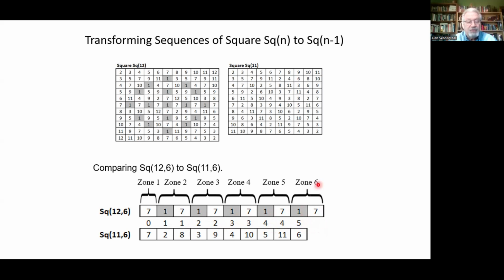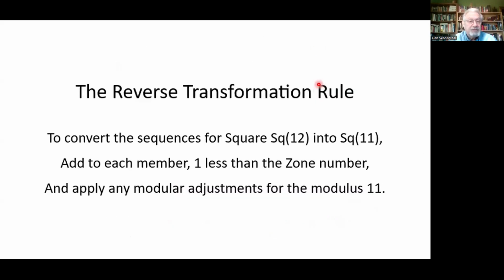And we don't need to concern ourselves with the last cell because it's out of the bounds of the smaller number n. So we can formulate a rule, the reverse transformation rule. It looks like we are going to add 1 less than the zone number. So 1 less than zone 2 is a 1. 1 less than zone 3 is a 2. 1 less than zone 4 is 3, etc. So we can define this reverse transformation rule to convert the sequences for a square SQ of 12 into SQ of 11: add to each member 1 less than the zone number, and apply any modular adjustments for the modulus 11.